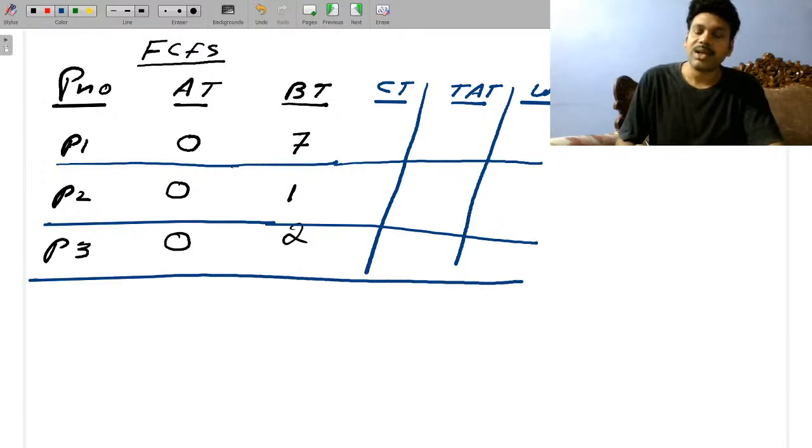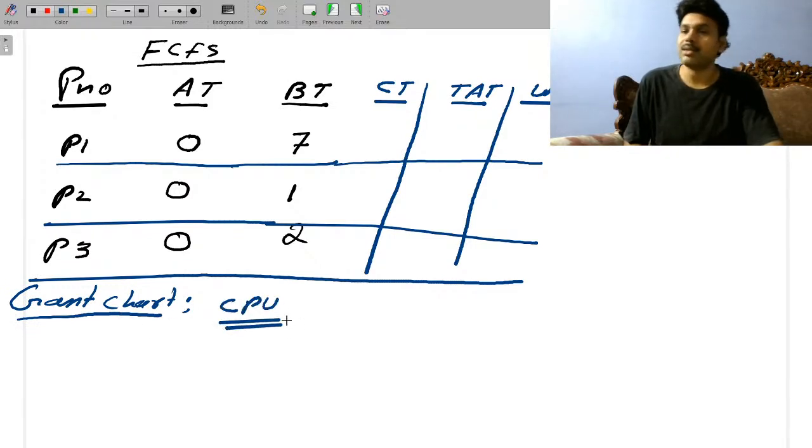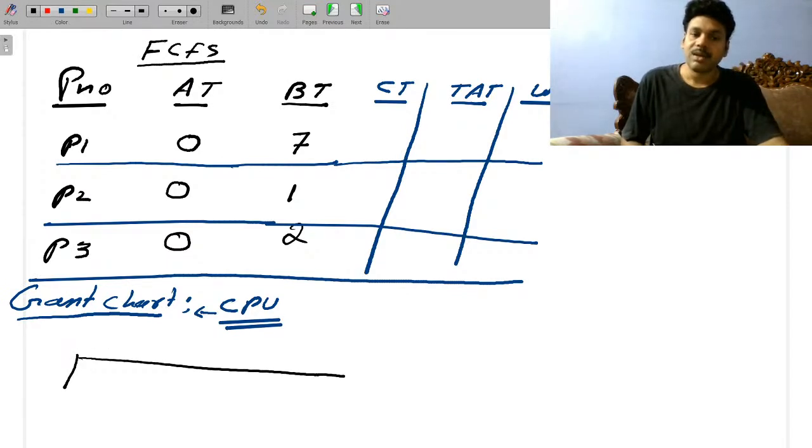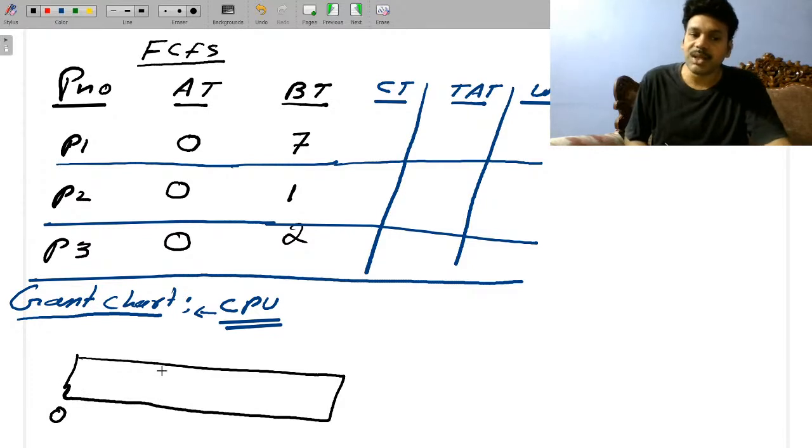Please see. In order to do this particular sum, there is a requirement of a Gantt chart. This Gantt chart is for the CPU, showing how the CPU is behaving. That's why we are writing a Gantt chart here. It is only a representation of the CPU. You see that three processes are there. You write the timeline of your CPU like this, and the CPU timeline always starts with 0. At time 0, all three processes have come: P1, P2 and P3.